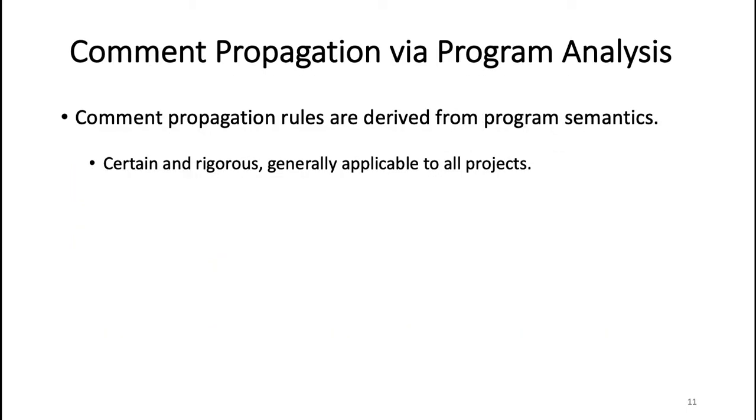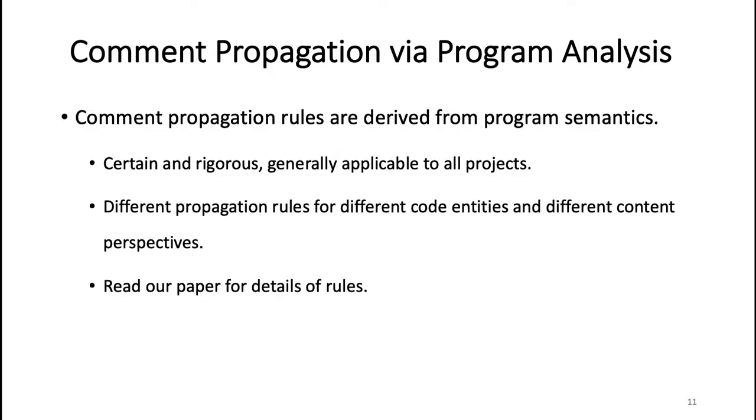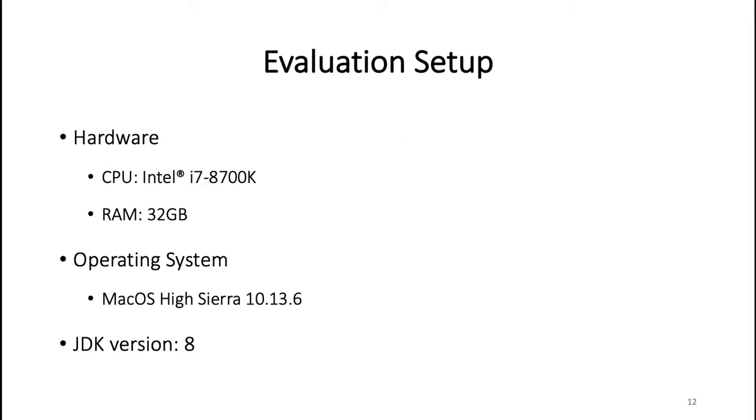Given a comment, we will first use the classifiers to get the corresponding code entity and content perspective. Then we can propagate the comment via program analysis techniques. Our propagation rules are derived from program semantics. They are certain and rigorous and generally applicable to all projects. As mentioned before, different code entities and different content perspectives require different propagation rules. Please read our paper for details of these rules.